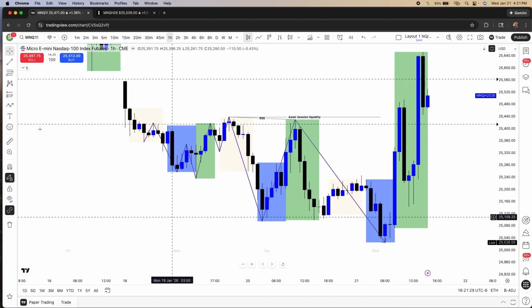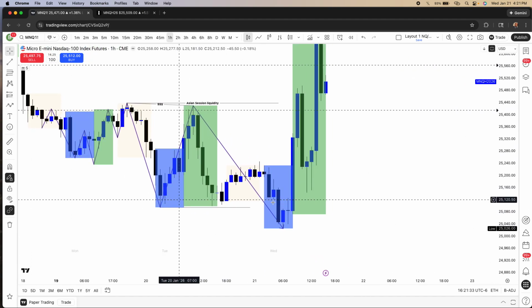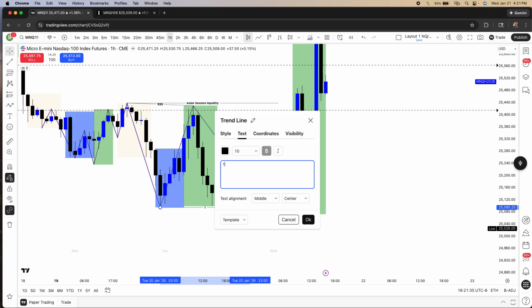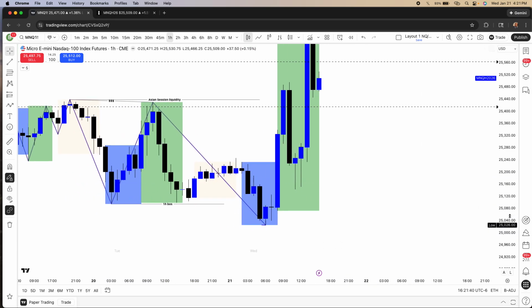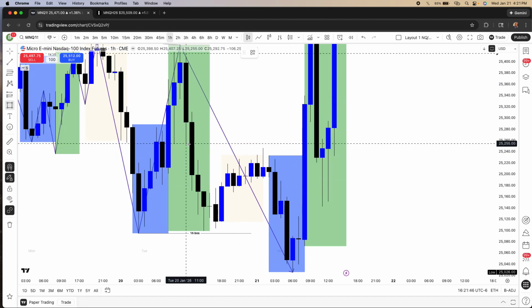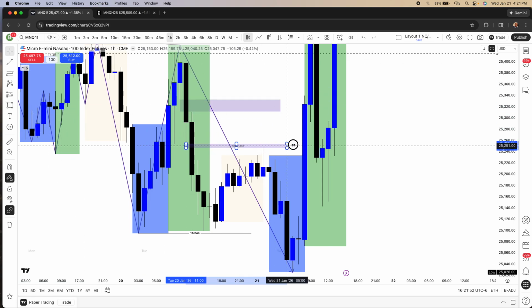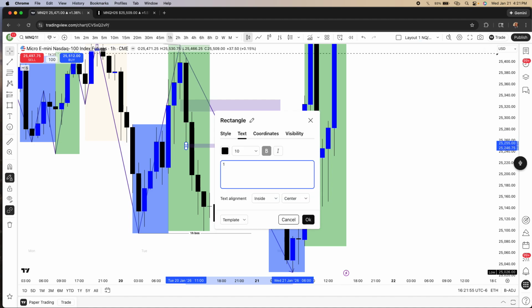So initially I was expecting that we were going to potentially continue down. So this is my 1 hour break of structure, and I was looking for price to come back into a few different areas. We have this imbalance right here, 1 hour imbalance, and then this 1 hour imbalance. So these are the two areas where I'm expecting potential price rejection.